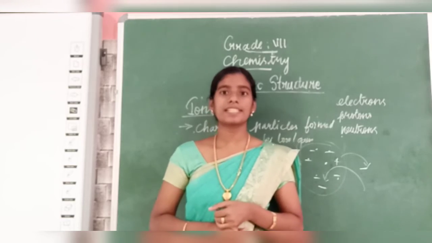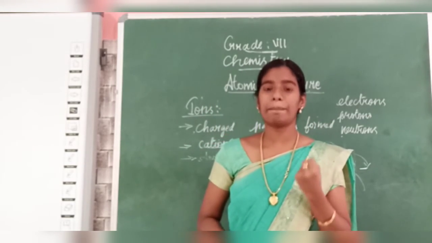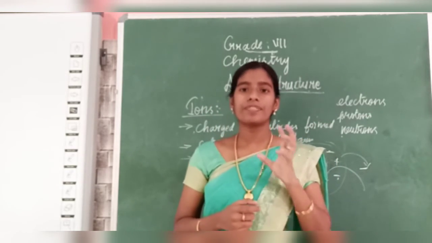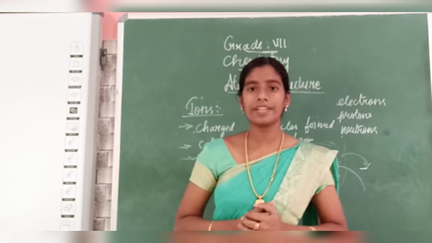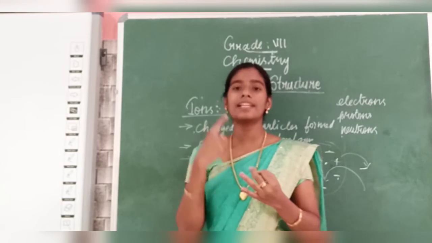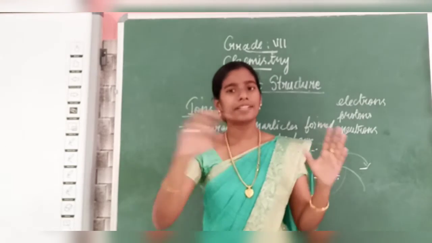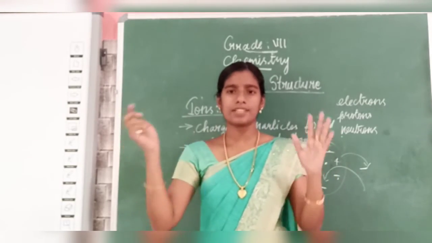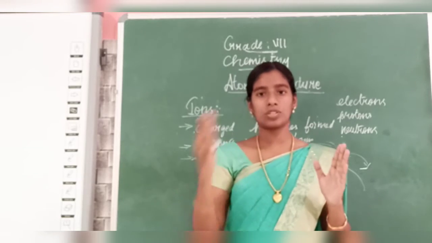Valency. What is valency? The combining capacity of an element is called its valency. Valency is divided into monovalent, divalent, tetravalent, pentavalent. It will be a whole number. It varies from 1 to 8.